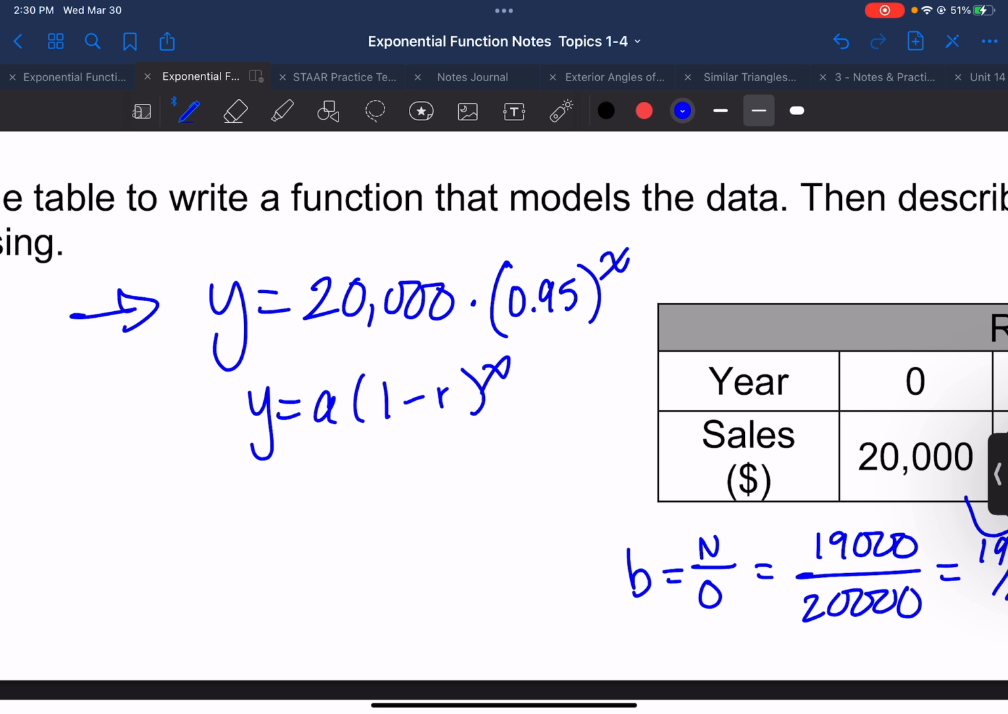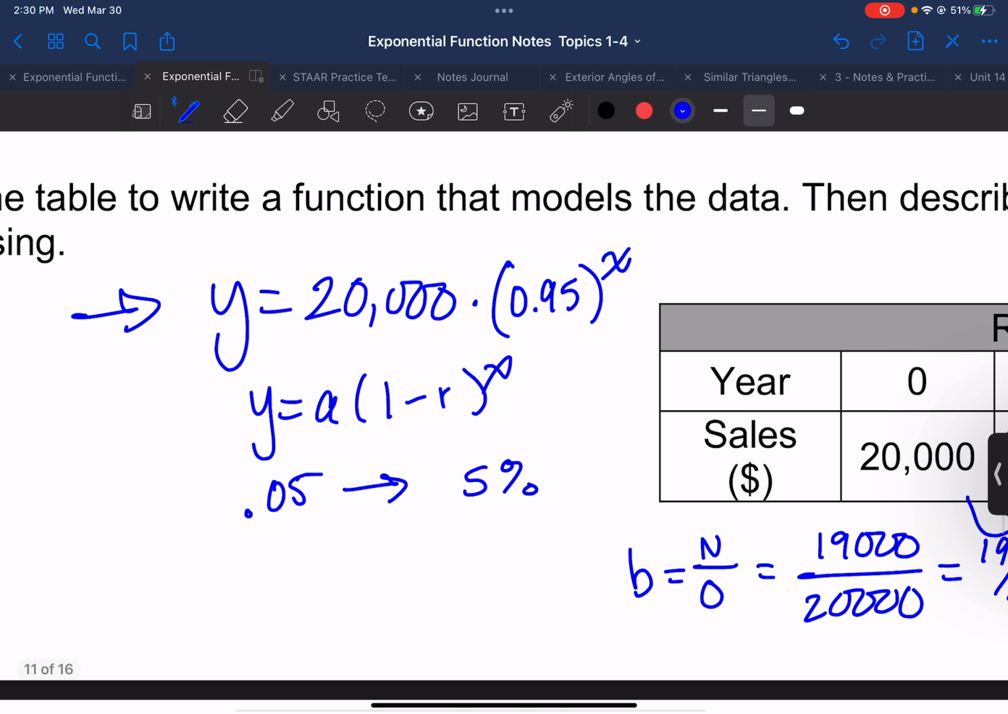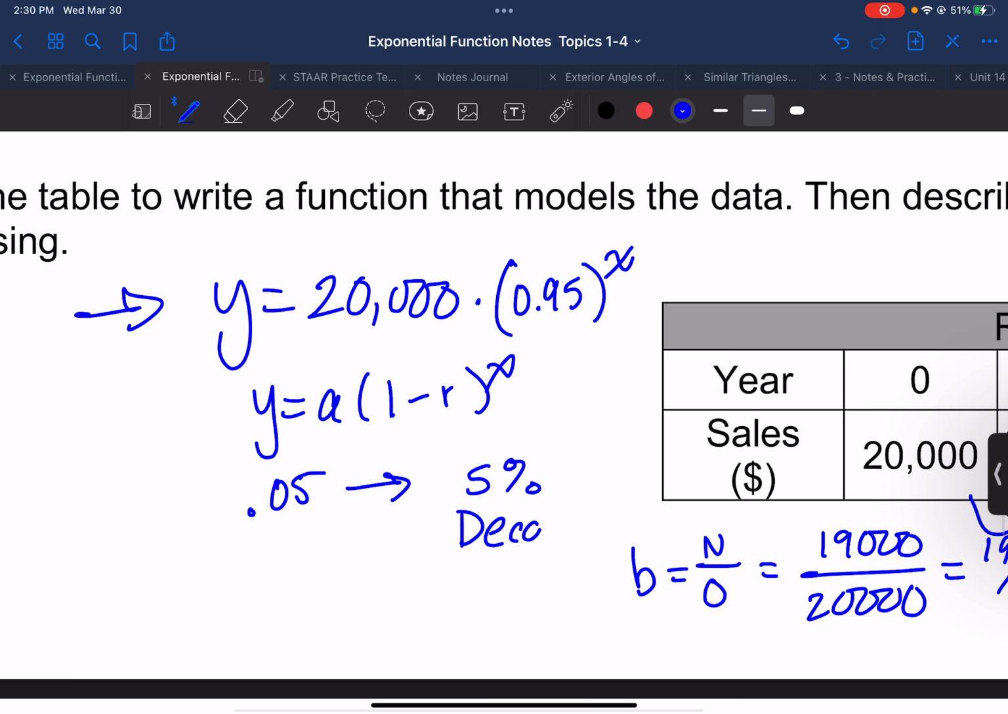Well, that's kind of easy, right? It's just 0.05. Now that as a percentage is 5%. So your decay rate is 5%. Bam, bam, bam. That's it, guys.